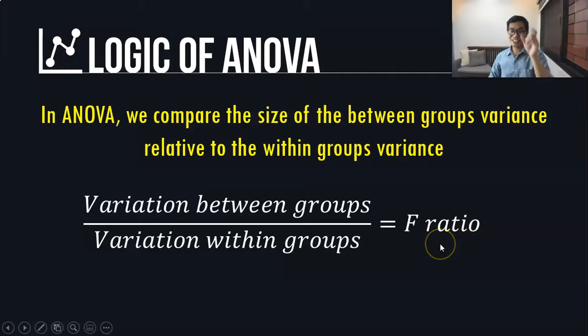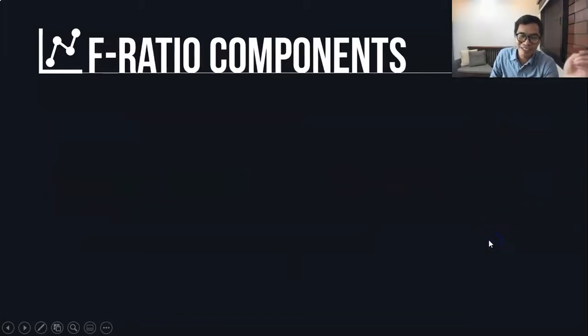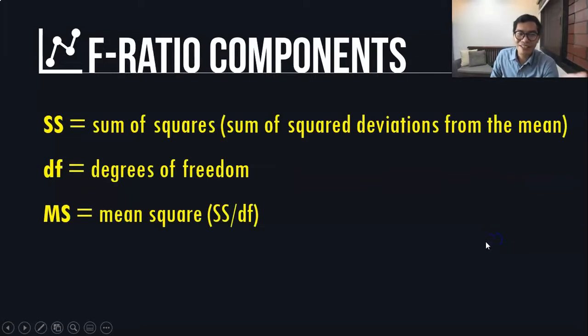So having this equation now, we can now consider this as the F ratio. So you'll find out later you have the F. So simply that is variation between groups over variation within groups. So we call it the F ratio. So what are the components of F ratio? So F ratio components, you have sum of squares or sum of square deviations from the mean. And then you also have degrees of freedom, and you also have the mean square. And the mean square simply it's sum of squares over the degrees of freedom. So that's the mean square.